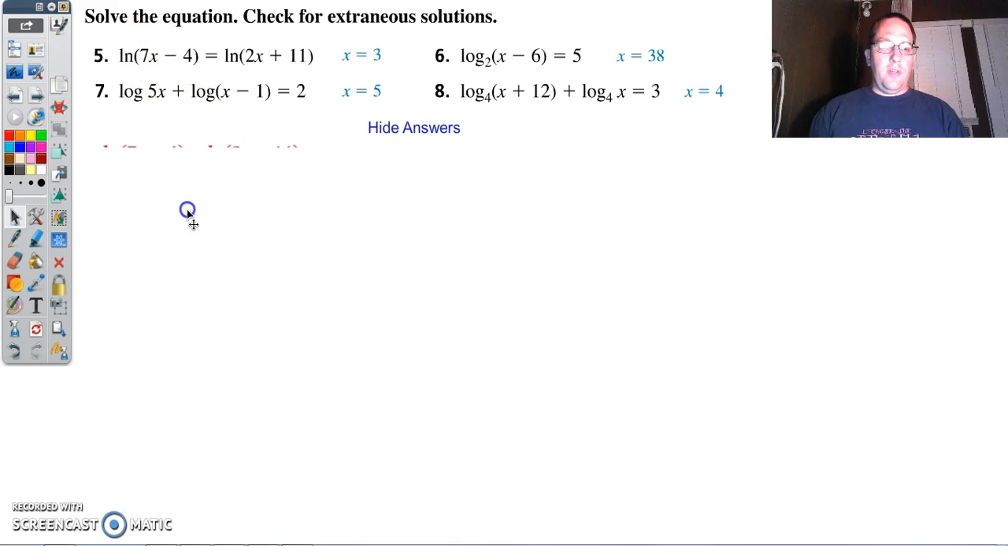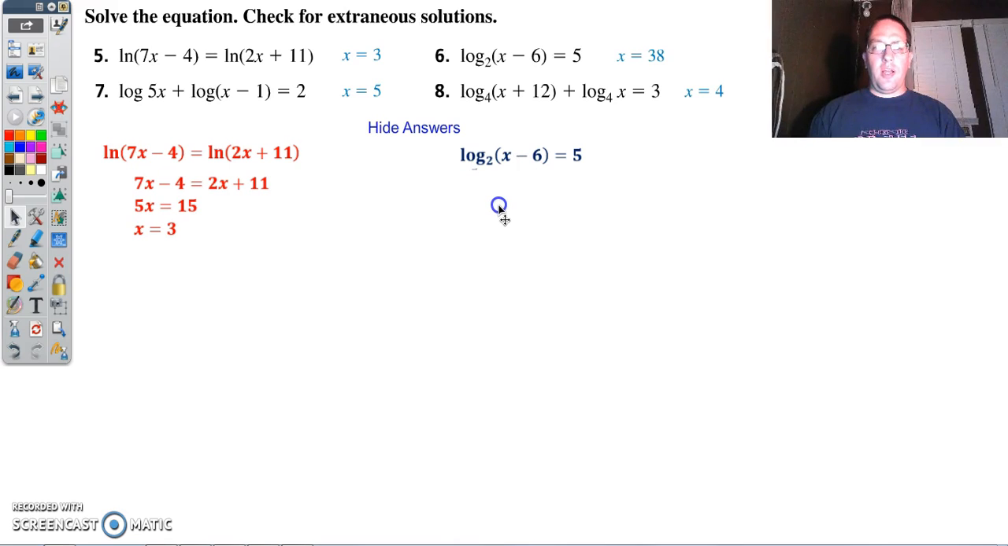So number 5, we have our original problem. And if you'll notice, these are both natural logarithms. So that means our base is e on both sides of the equation. So since our bases are the same, the arguments must also be the same. So we have 7x minus 4 equals 2x plus 11. So we subtract 2x from both sides, add 4 to both sides. We have 5x equals 15. Divide by 5, and x equals 3. X equals 3.